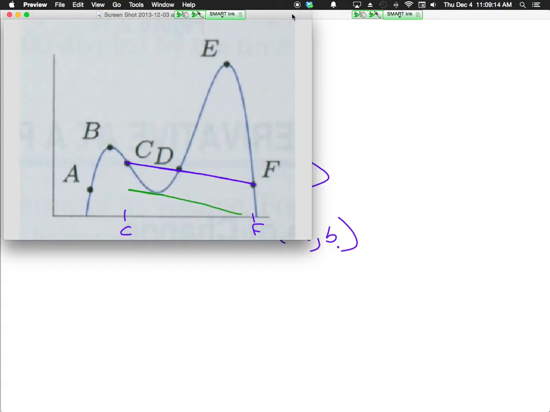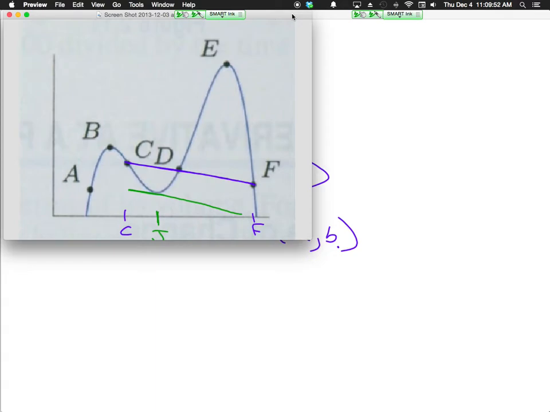So let's say at this point right here, I've used A, B, C, D, E, and F. Let's call it J. Why don't we skip on it? Because I like it. So, can somebody come up here and write down what the mean value theorem tells me right here at point J? I want somebody to come up and write it.